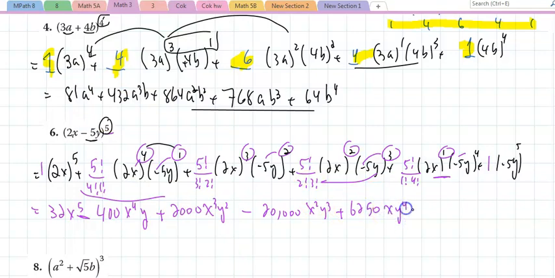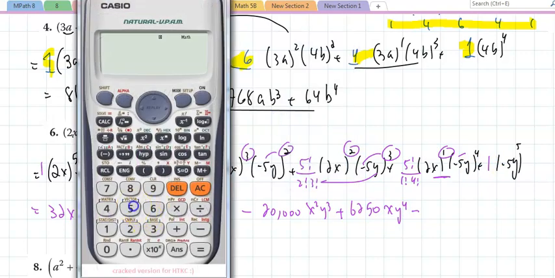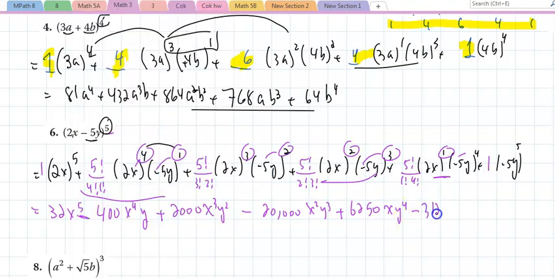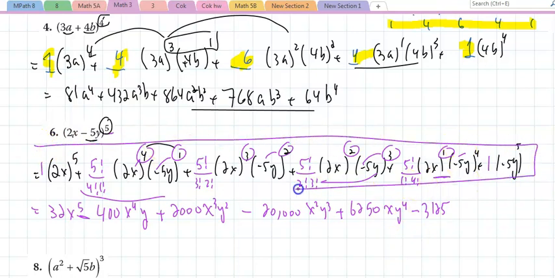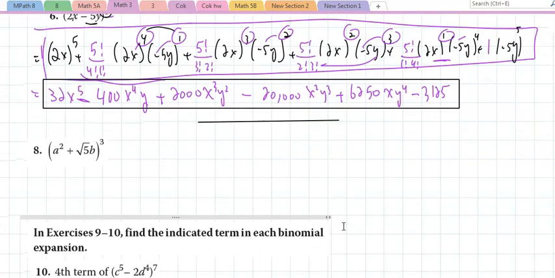X, y to the 4th, minus 5 to the 5th power. If I don't allow you a calculator, you leave it as is. No harm done. That's 3,125. So if I don't allow you a calculator, your answer is right there. If I allow you a calculator, your answer is right there. For the homework, use a calculator. For the exam, we'll decide. Most likely you are allowed a calculator.